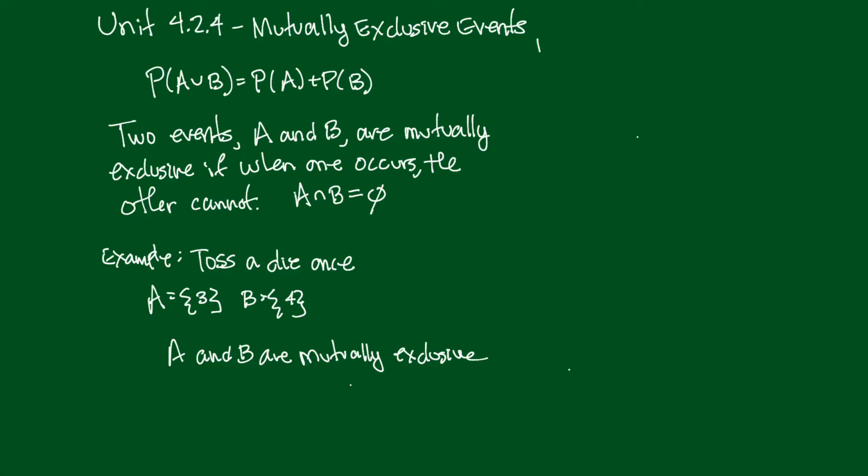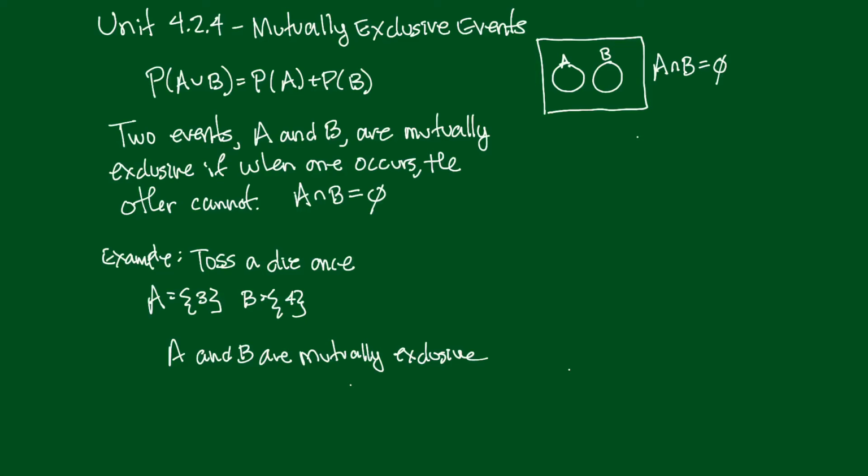We can draw a Venn diagram for this. It would look like this. Here's the set of all possibilities. Here's the event A, and here's the event B, and there's nothing in common. A intersect B is empty. These two events are mutually exclusive.